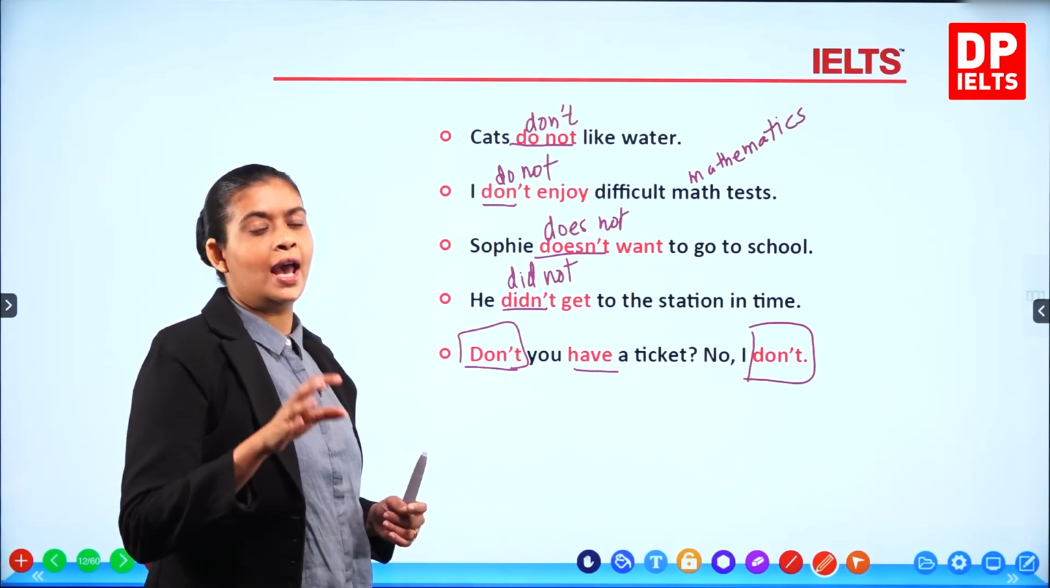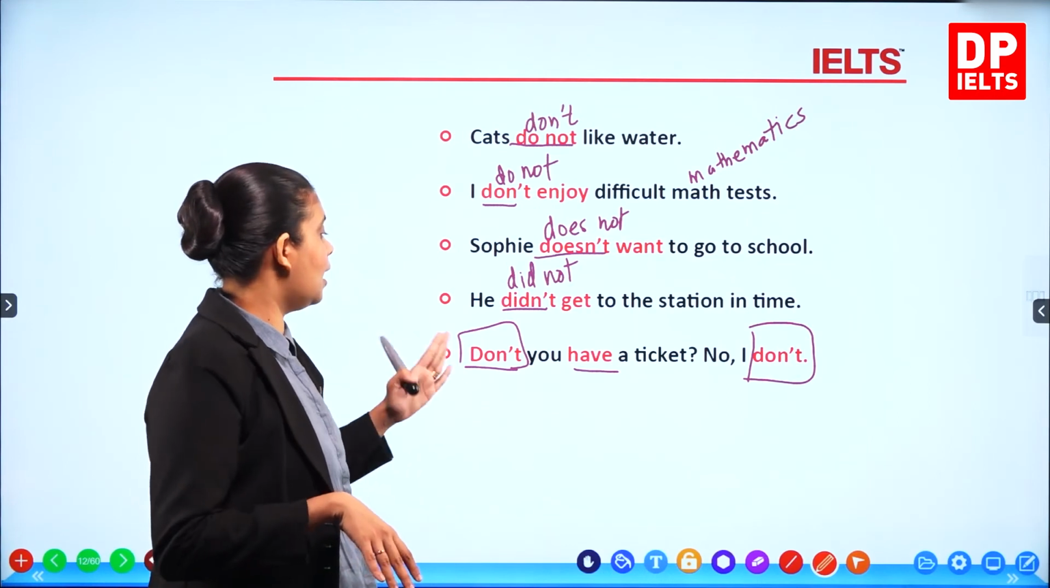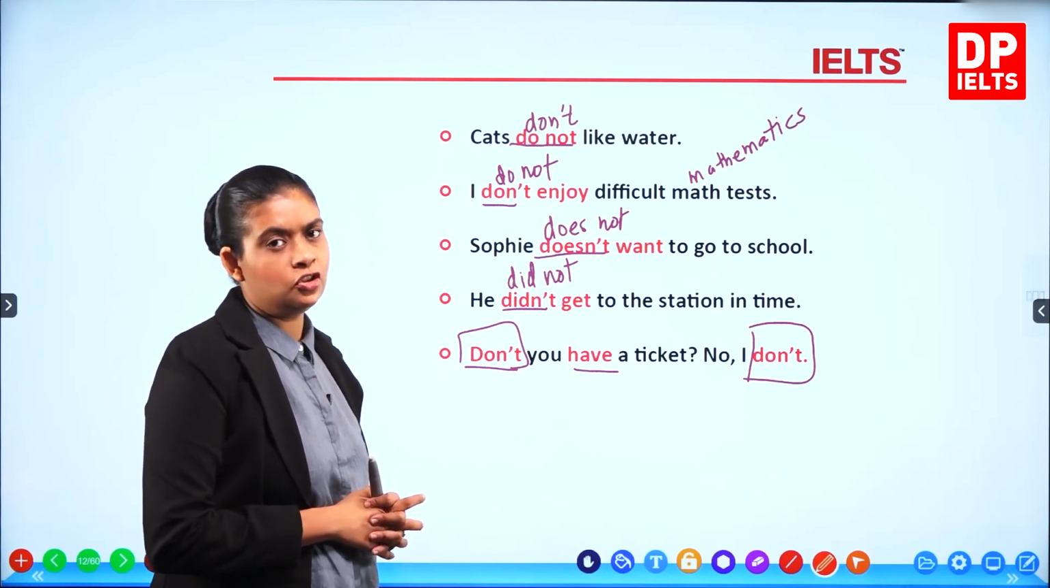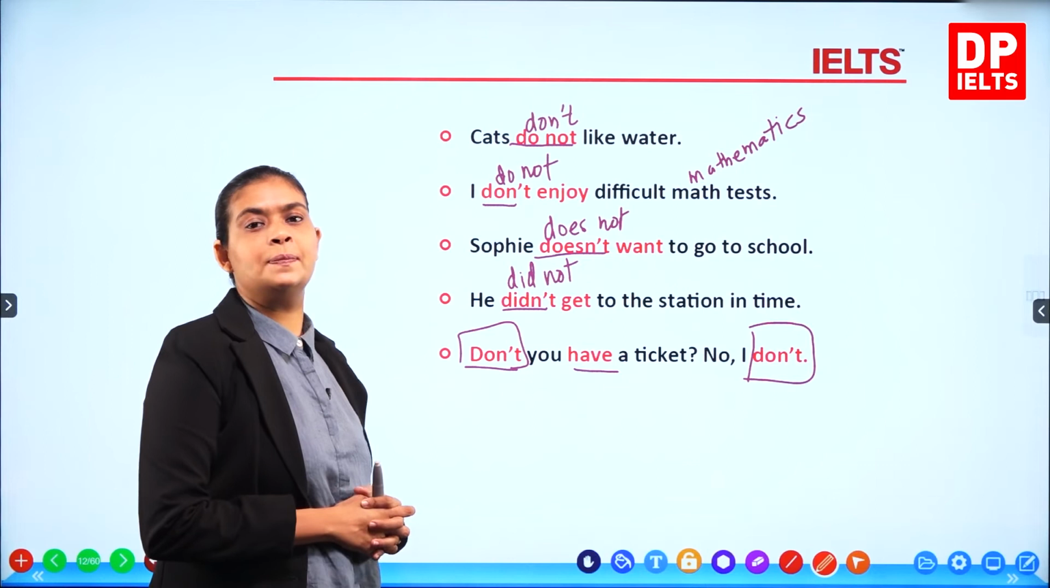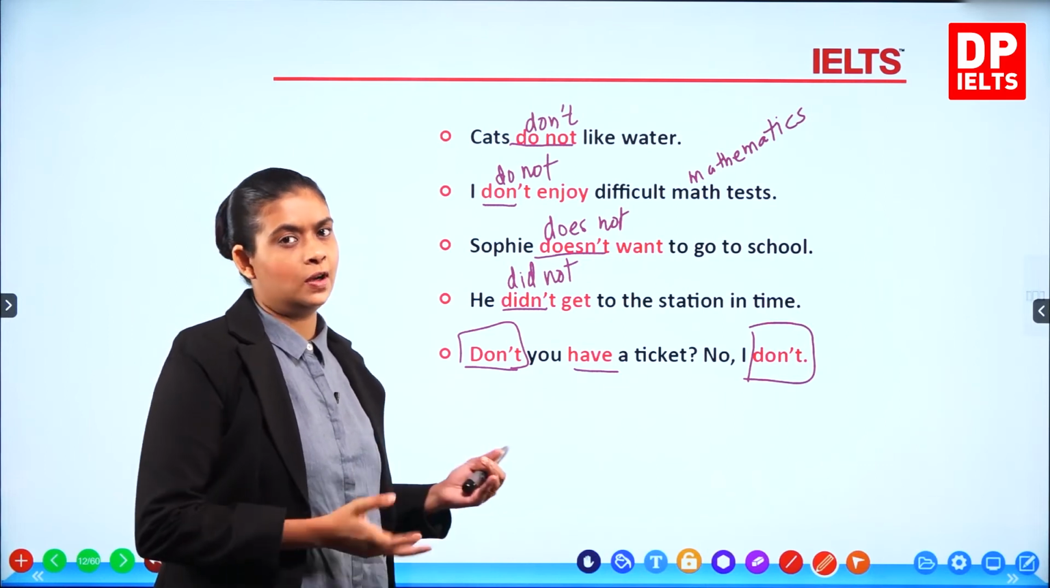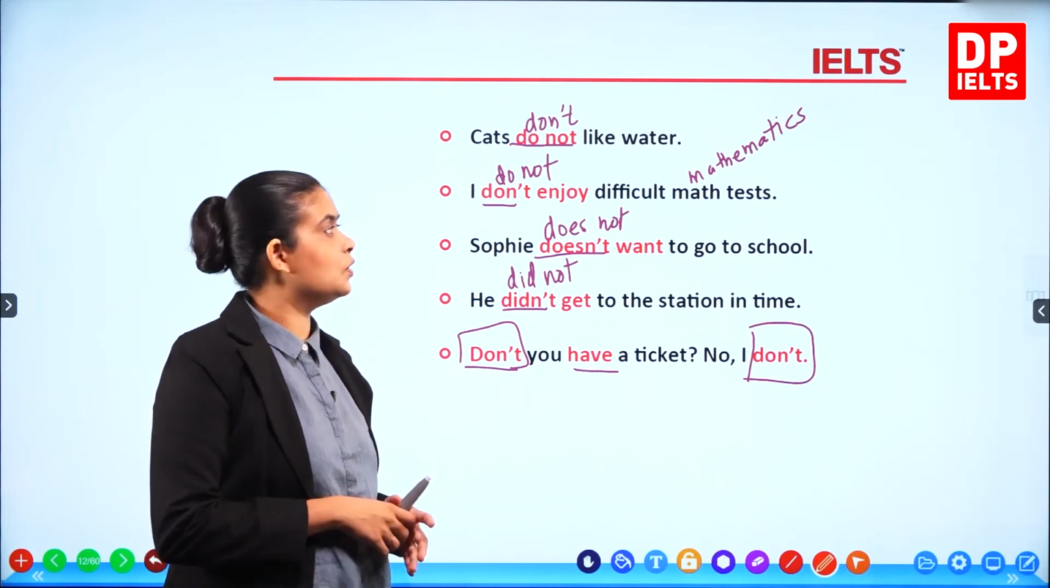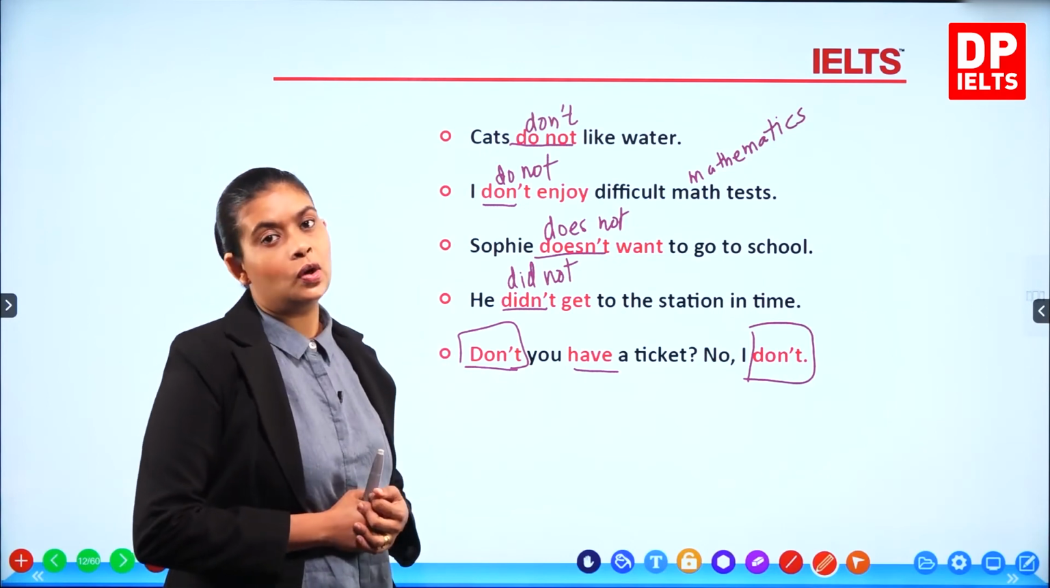Right? So, as I always tell you, last one I have not changed because when we speak, contracted form is what we use. And when we write, obviously, we would want the longer form.